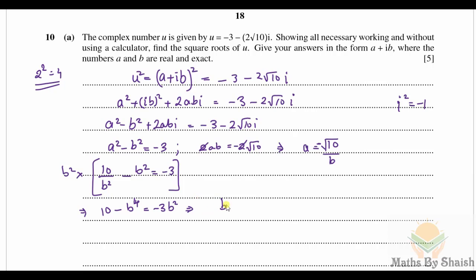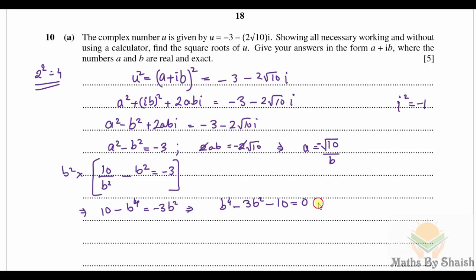So I'll take everything to the right hand side. So it becomes b power 4 minus 3b square minus 10 is equal to 0. Now we can see it is like if we multiply two numbers, we'll get 10, and it is a biquadratic in b, so it is quadratic in b square.